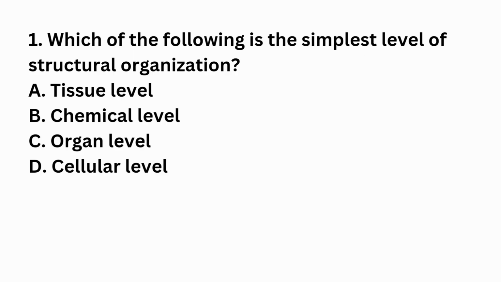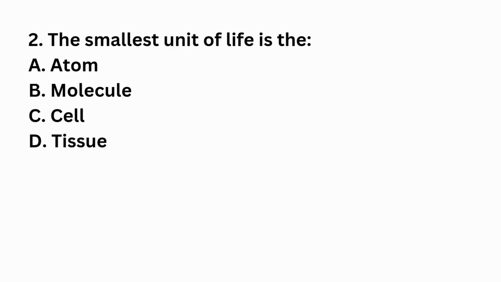Question number 1. Which of the following is the simplest level of structural organization? The correct answer is option B, chemical level. Question number 2. The smallest unit of life is the... The correct answer is option C, cell.